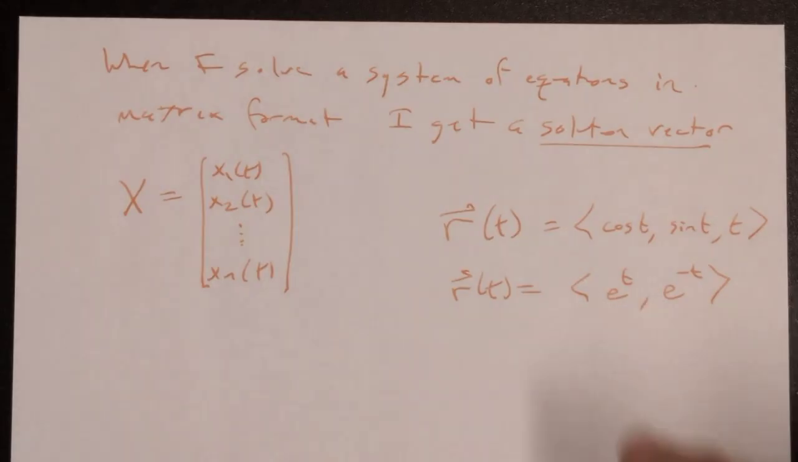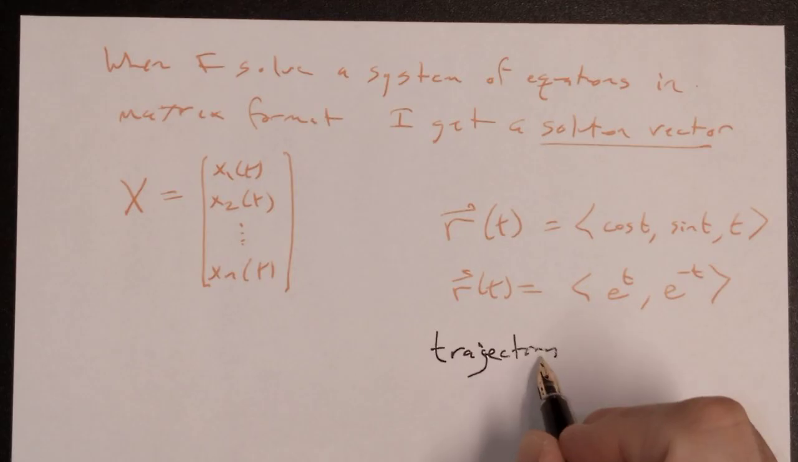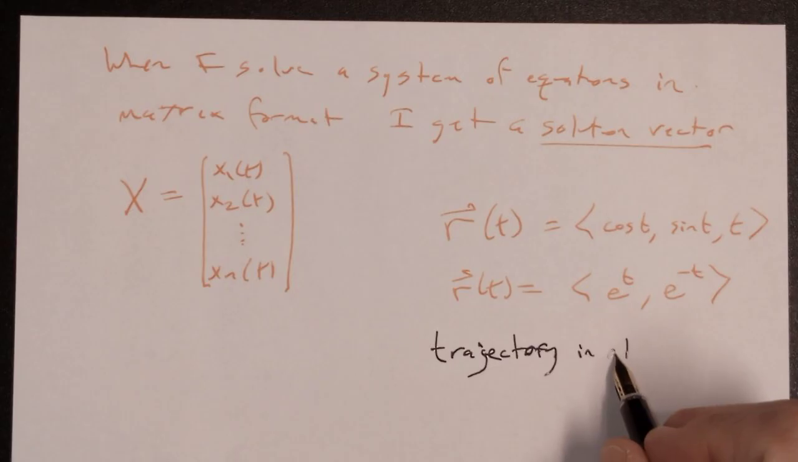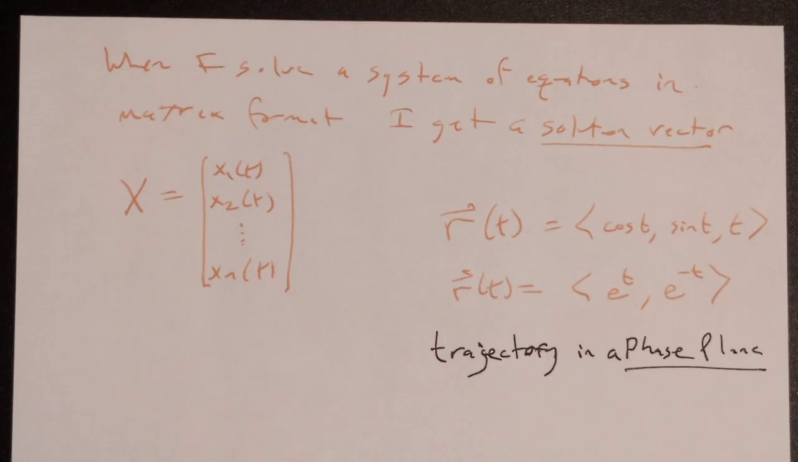And when we draw a graph like this, we say that we are creating a trajectory in a phase plane. So my curve in 2 dimensions or 3 dimensions is a trajectory in a phase plane. Sometimes in 3 dimensions, we call it a phase space. If I'm in 3D, because then it's like drawing a 3D picture.